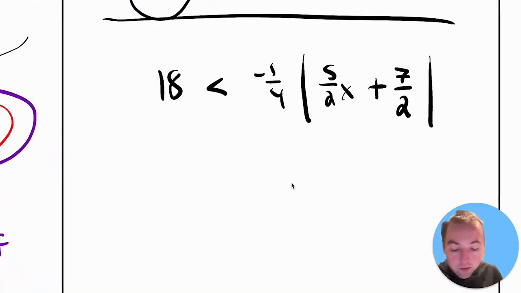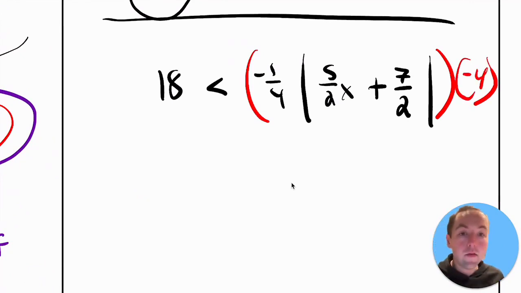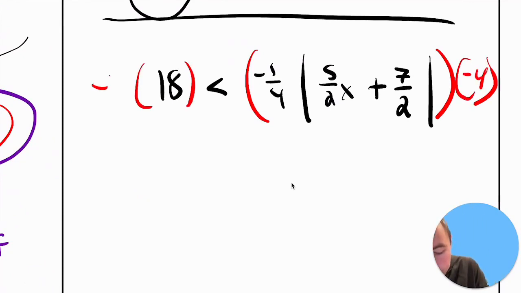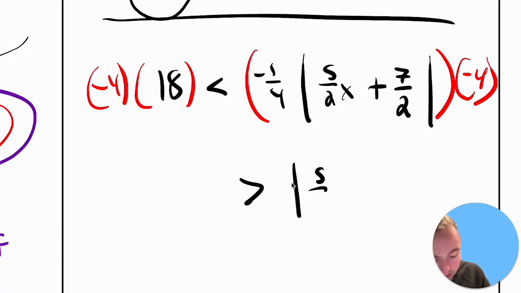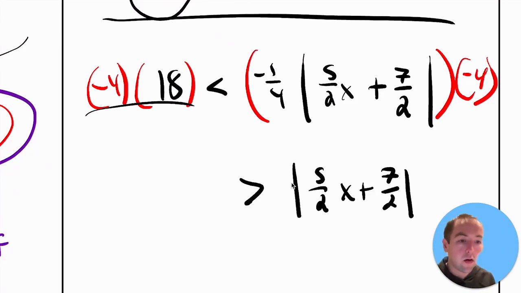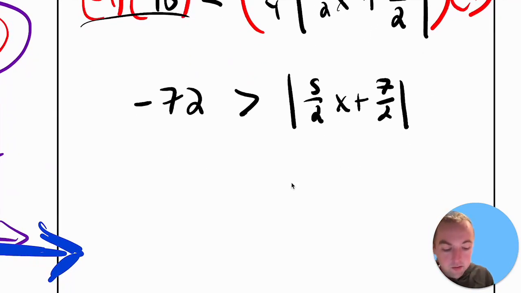Okay, so then we jump to this here, and we're going to want to get rid of the -1/4, so we can multiply by the -4 to make it become just a +1 in front of the absolute value. So the inequality is going to flip, becoming a greater than, because we multiplied both sides by a negative. On the right-hand side, you have the absolute value here. And on the left-hand side, the answer to -4 times 18 is the number -72. And so now we've landed here.